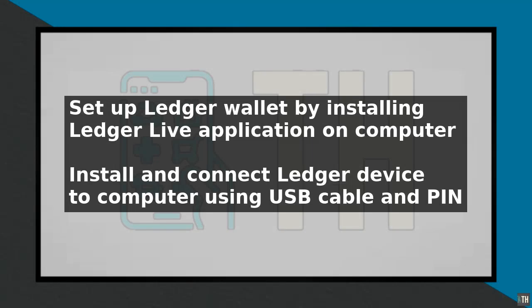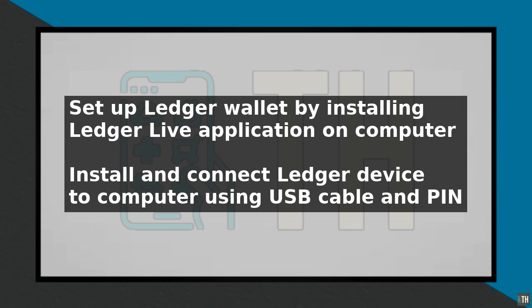Transferring cryptocurrency from a Ledger wallet to Robinhood is a straightforward process that requires some basic knowledge of cryptocurrency transactions. To begin, make sure you have a Ledger wallet and a Robinhood account. First, you need to set up your Ledger wallet by installing the Ledger Live application on your computer. This application allows you to manage your Ledger device and transfer funds.